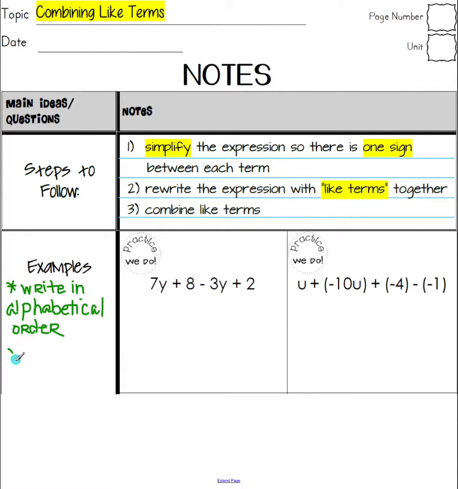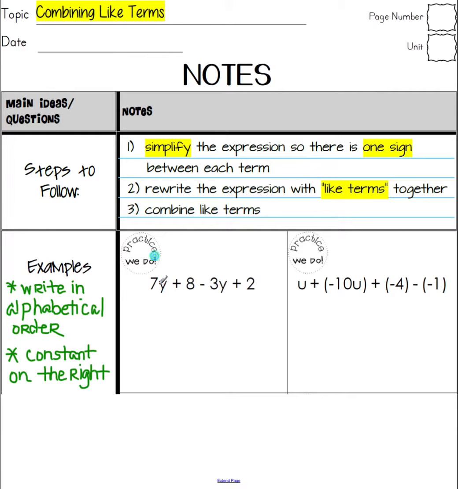So writing in alphabetical order, and then we're going to write our constants on the right. And this is just a standard form that you'll see throughout your math courses. So make sure that when you simplify that you write in alphabetical order and your constants are on the right.